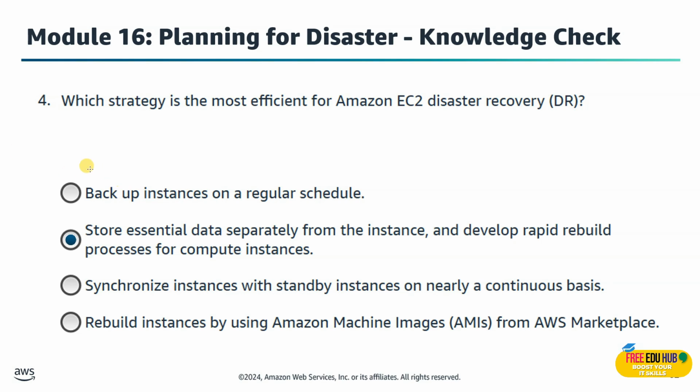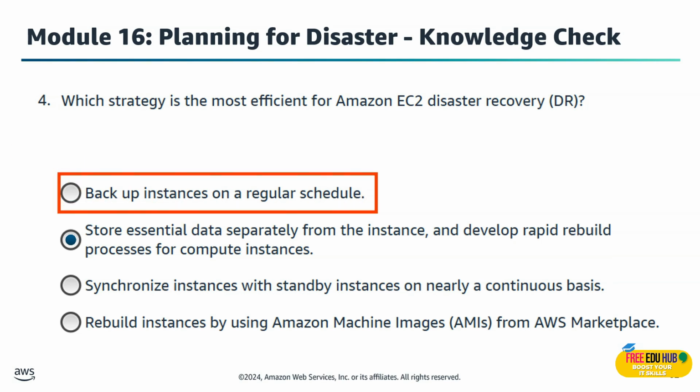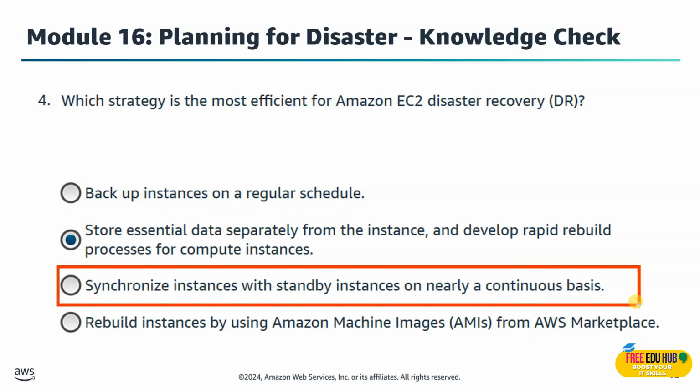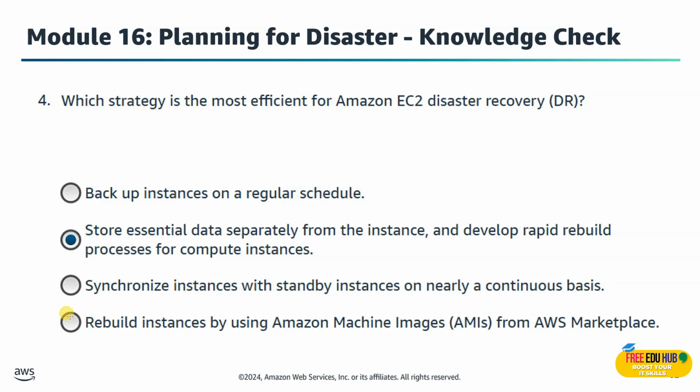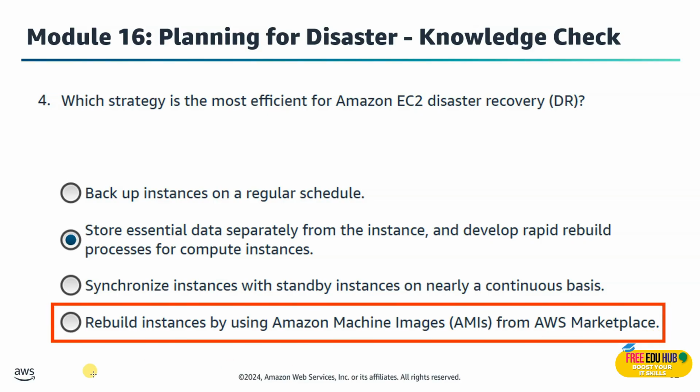Now let's go through the other answers. Backing up instances on a regular schedule is useful but slow to restore the entire image, so not the most efficient for EC2 fleets. And we are not going for synchronization of instances, because that's near to hot standby, effective but expensive and often unnecessary. And we are not going for rebuilding instances using an Amazon Machine Image from AWS Marketplace, because Marketplace AMIs aren't your tailored environment and don't address your app state.